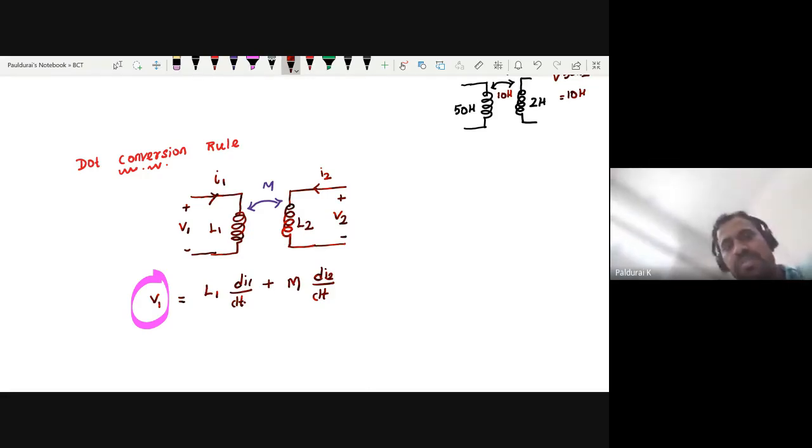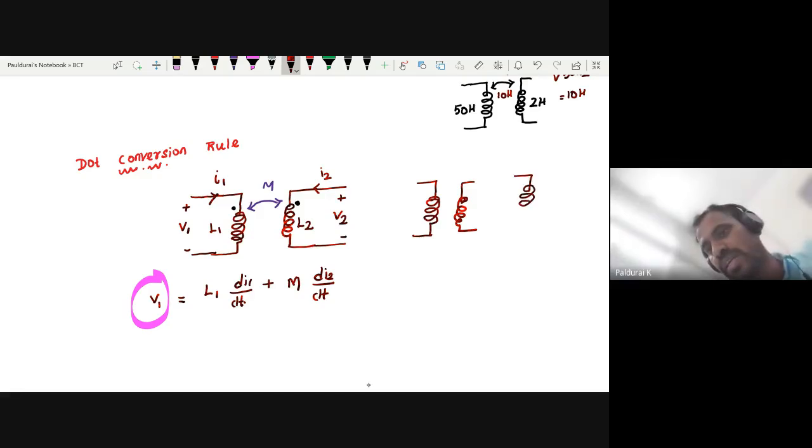It may be plus or minus. When will it be plus? For that they follow one rule called the dot convention rule. They place dots like this. It may be like this, or what are all the other possibilities? Can you sketch? Roughly I am sketching here. Totally there are 4 possibilities. I want to sketch all the possibilities, then only you can understand. And one more possibility.